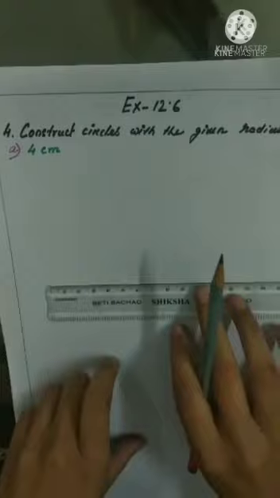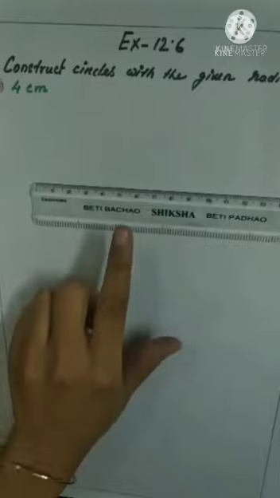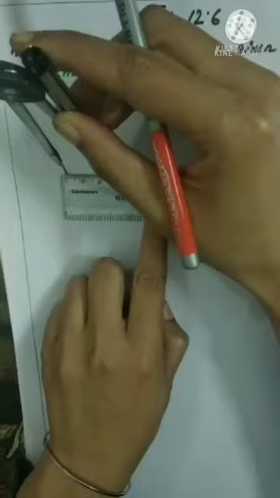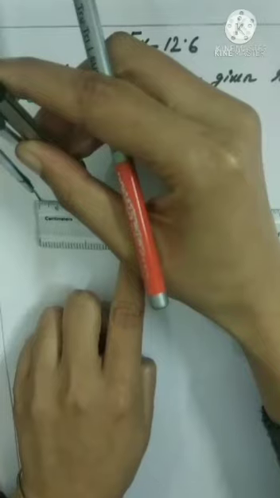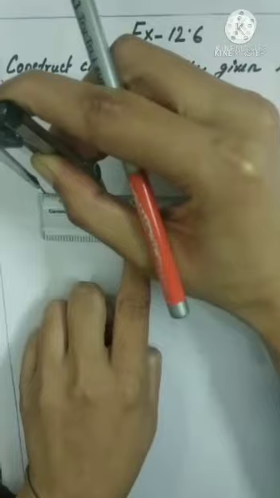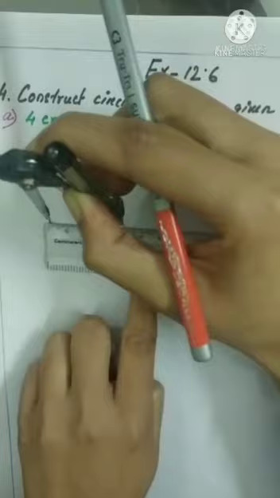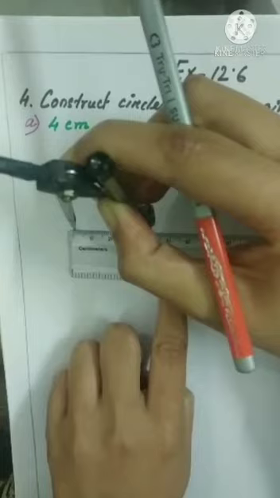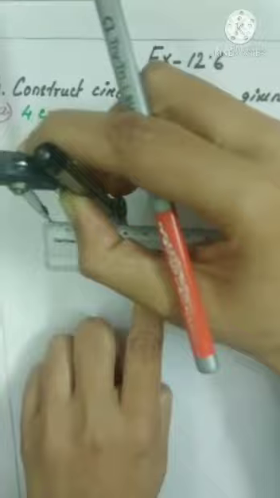Alright. Now see, at first what we have to do? We have to keep the compass needle at O of the scale. So we will keep the compass needle here. Okay. Now, open the compass to measure the required radius. The distance between needle and the pencil is the radius of the circle. Here radius is 4 centimeters. So up to 4 centimeters we have to open the compass.